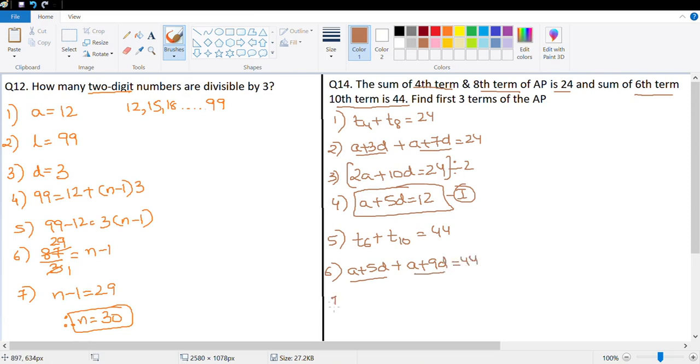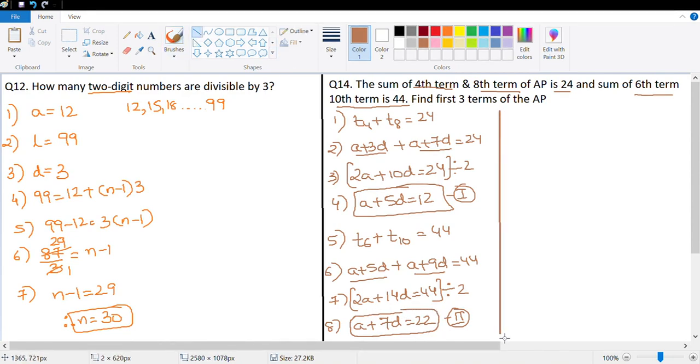A plus A, that's 2A, 5D plus 9D, that's 14D, and this is equal to 44. Dividing both sides by 2, we get A plus 7D is equal to 22. That's my second equation. Let's solve these two equations simultaneously. That should help us figure out the value of A and D.